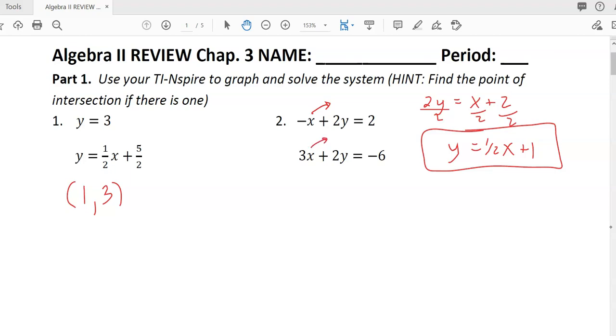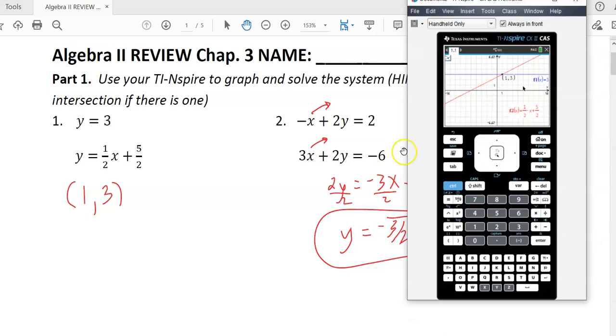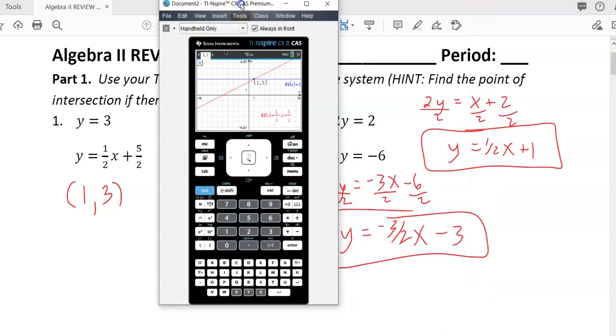And this one, again, we want to get the x term to the other side. So 2y equals negative 3x minus 6. Divide by 2, divide by 2, divide by 2. You get y equals negative 3/2 x as your slope, minus 3. So you've got your two equations now.